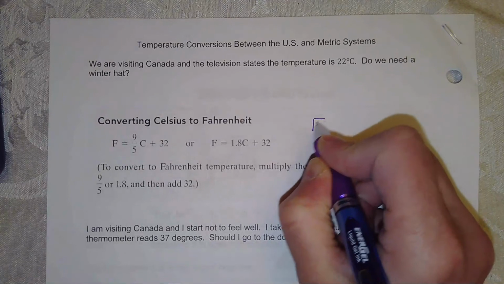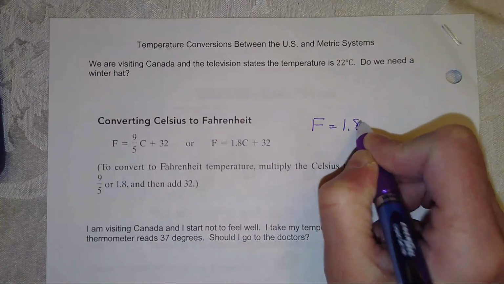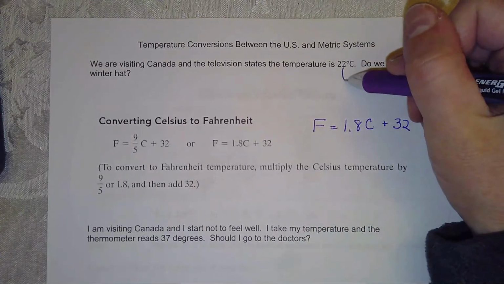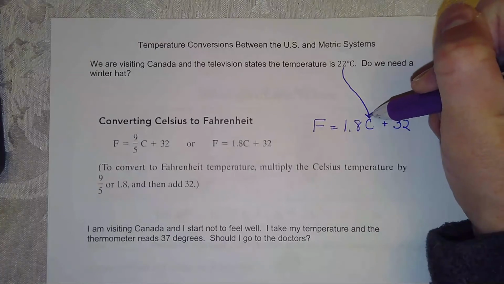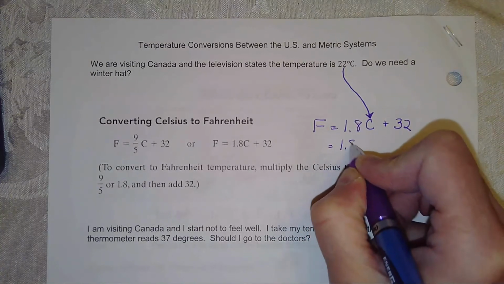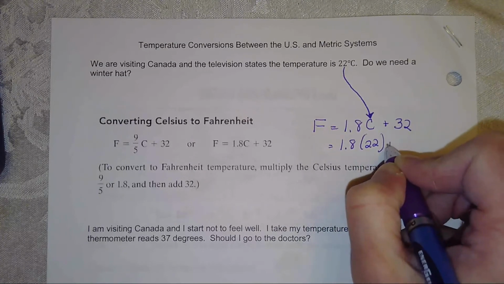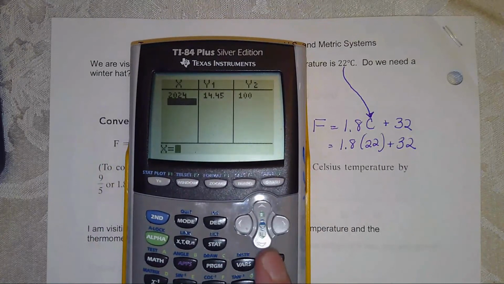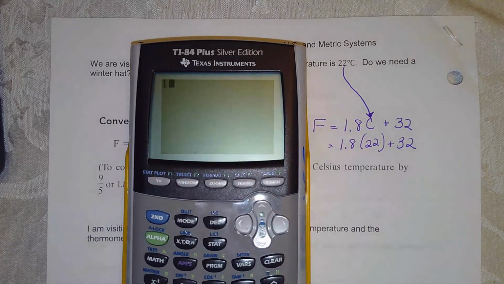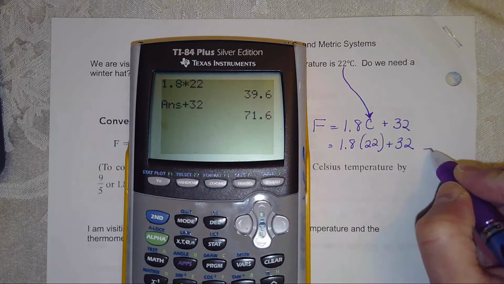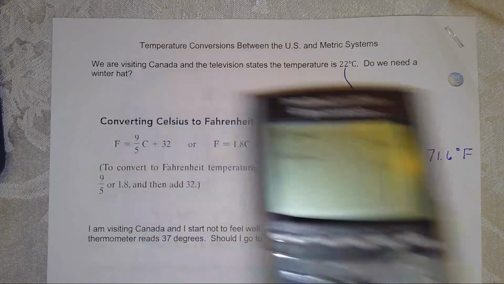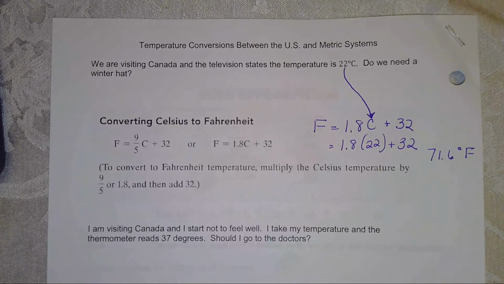So I'll just use the one with the decimal in it. So if it's 22 degrees Celsius, we put 22 in for C. All right, what kind of day will this be? Looks like it's going to be 71.6 degrees. Wouldn't that be nice in Fahrenheit? So no, probably not a need for a winter hat.